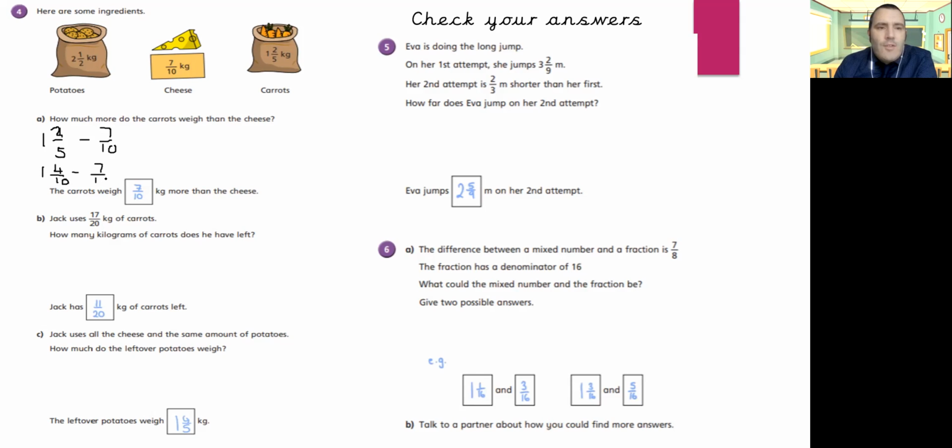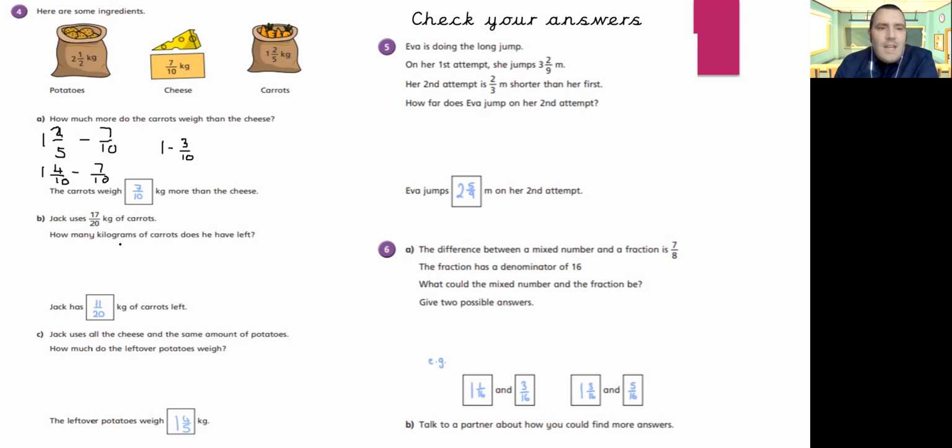So I've got 7/10 there. The 7 I can partition into 4 and 3. So if I take 4/10 away, I've now got 1, take away 3/10. I know 1 is equivalent to 10/10. So it's 10 take away 3, that leaves me with this here, 7/10 kilogram.